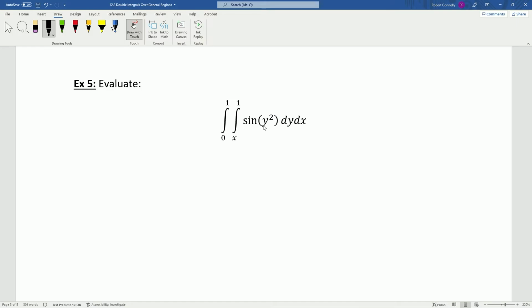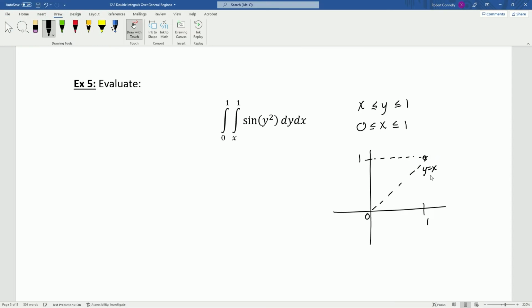That being said, we could change our bounds here. So if we look at our region, what does this region tell us? It tells us that y is between x and 1, and x is between 0 and 1. So if we try to draw that out here, x stops here, starts here, and then y is bounded above by 1 and below by the function y equals x. So any x and y coordinate will look like this.